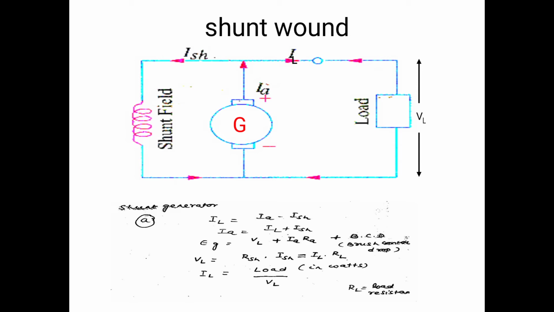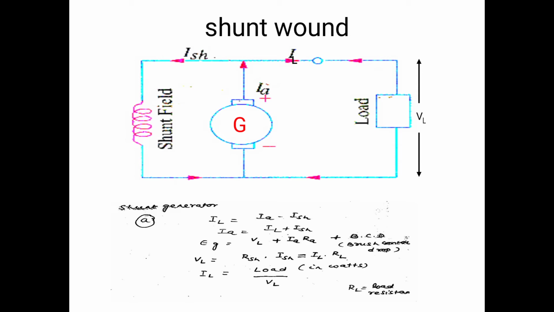Shunt field winding voltage equals shunt field winding current times shunt field winding resistance. The shunt field winding resistance is represented by RSH. So RSH means shunt field winding resistance. If it is a series field winding, the series field winding has a resistance represented by RSC. Here it is the shunt field winding, with resistance value RSH. So we can write VL equals ISH into RSH.